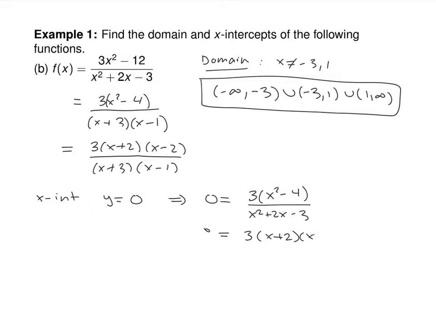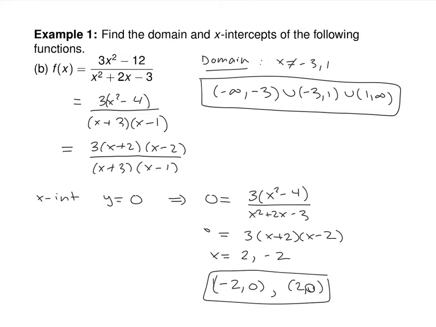Very good. So this graph has two x-intercepts, one when x is positive 2, one when x is negative 2, right? So there are two separate ordered pairs, (negative 2, 0) and (2, 0). So that graph crosses the x-axis twice. Does that make sense? Okay. All right.